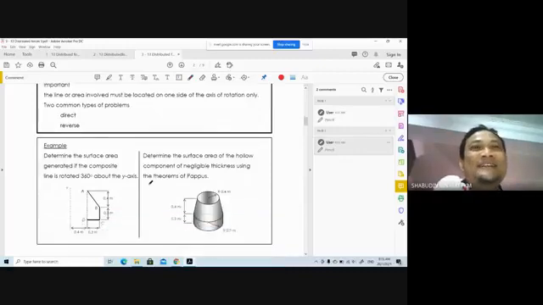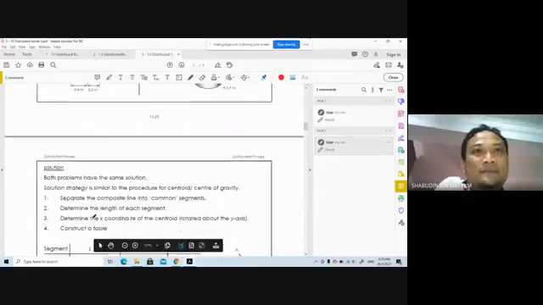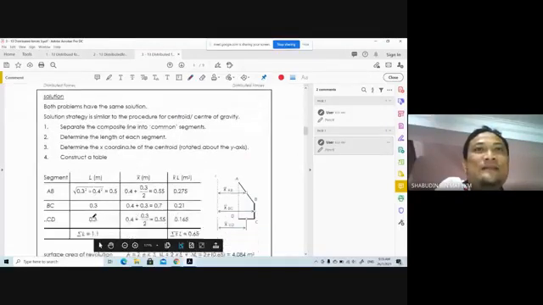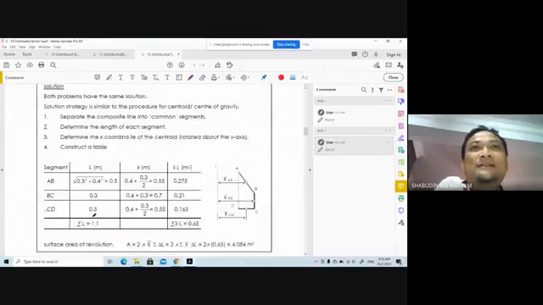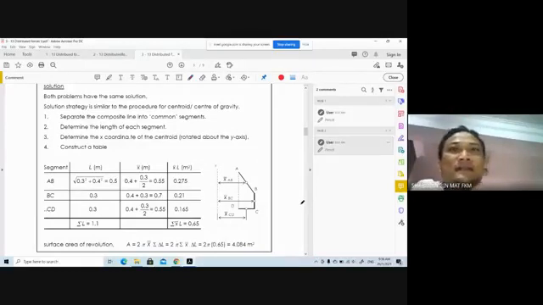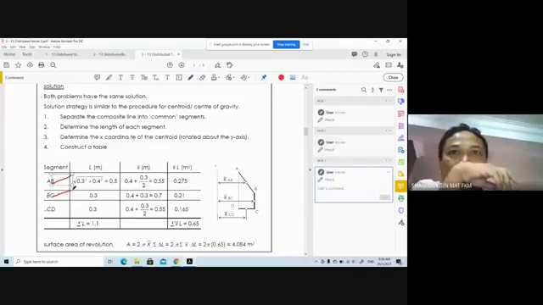Read the example. Determine the surface area generated if the composite line is rotated by 360 degrees. So what you should do is make a two-dimensional drawing of it. So same thing. How many sections are there? A, B, B, C, C, D.